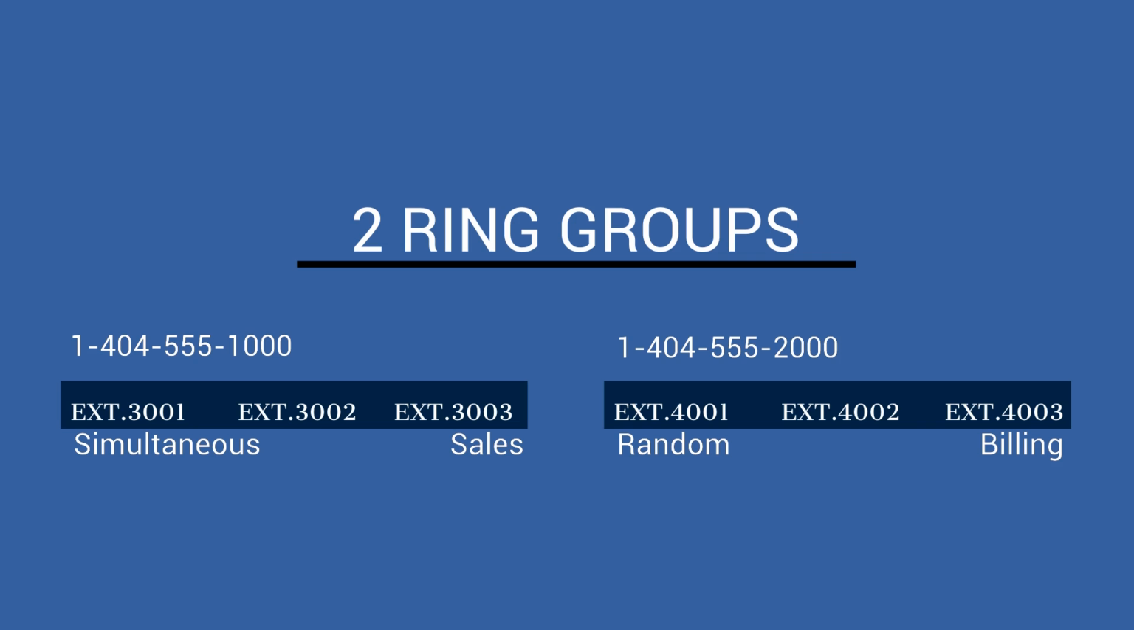This means that external callers can reach all members of this group by dialing a local phone number. We'll also give each ring group its own internal extension number. This way, internal PBX users can dial in or transfer calls into this group.